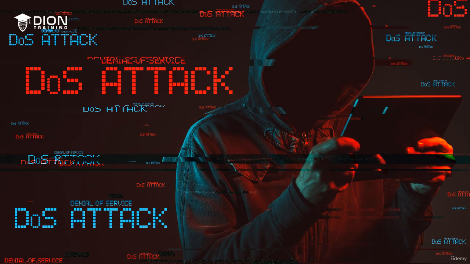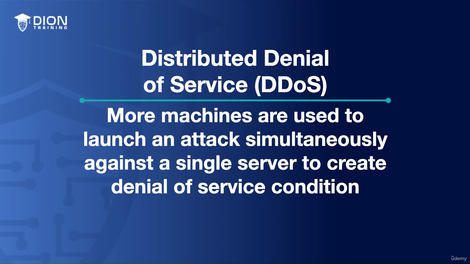Now, we discussed the concept of a denial of service attack. We went over all of the different types of them, but most modern systems can't be taken down by a single machine attempting a denial of service anymore. So attackers got smarter, and they created a distributed denial of service, or DDoS.